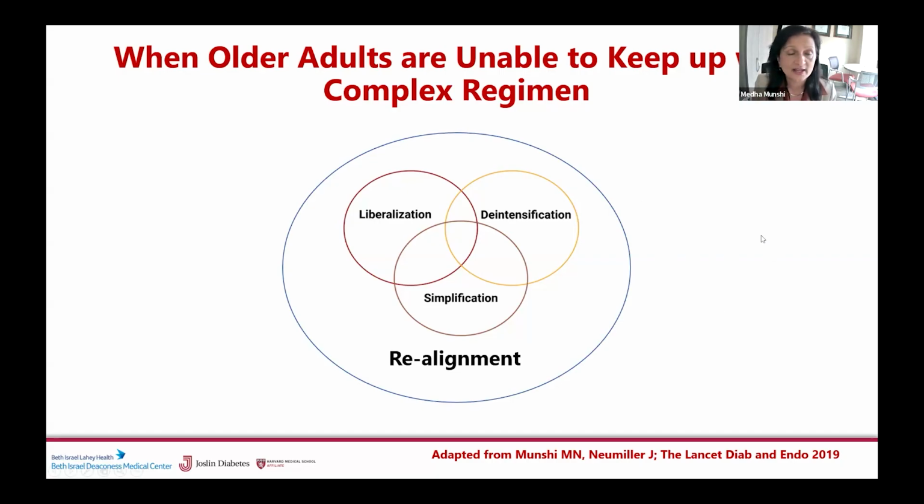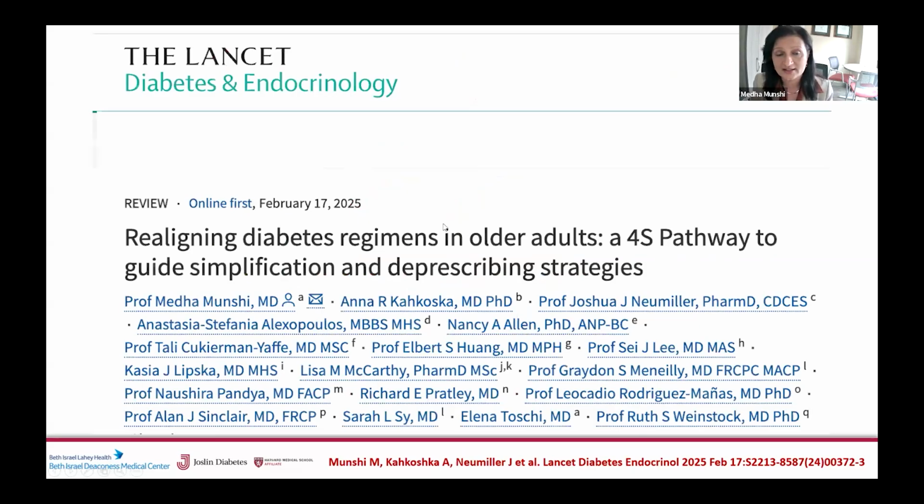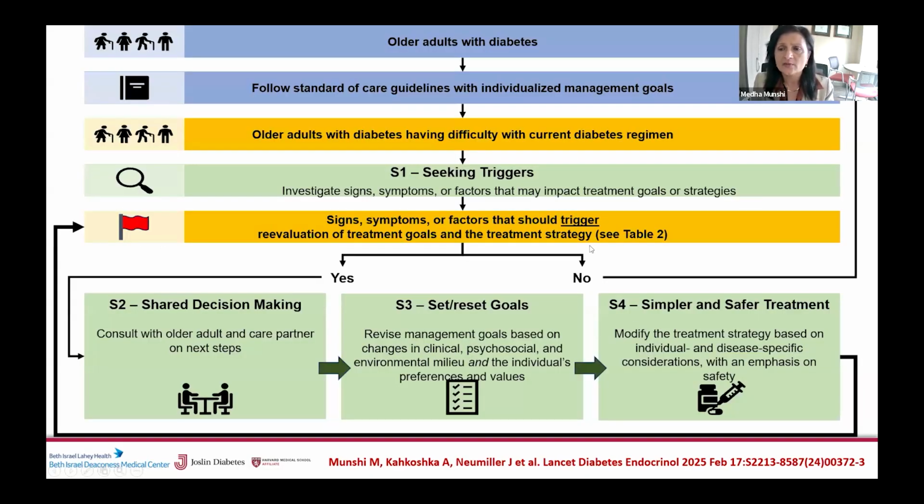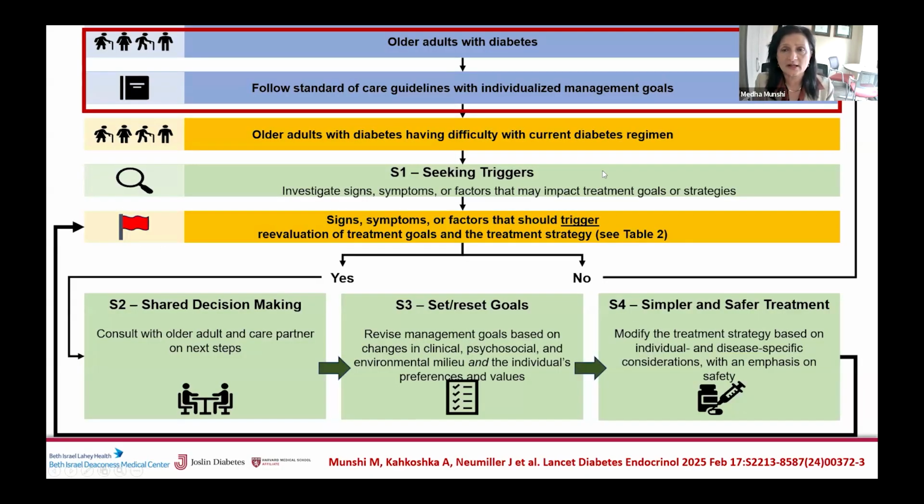And we published that, and I would say that if you are interested, this is really a good paper, because we have lots of very practical algorithms, even starting from how do you convince patients that they require this realignment. And this is sort of a primer, preface where we say that not all older adults with diabetes need realignment, right? You can follow standard care guidelines and individualized management goals.